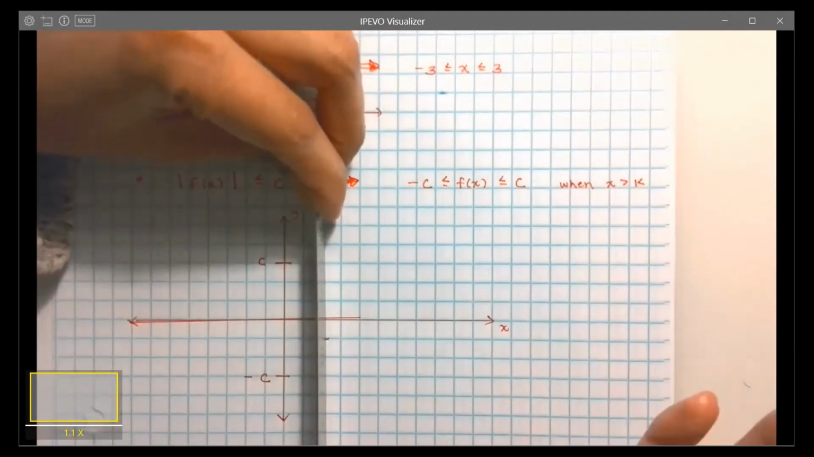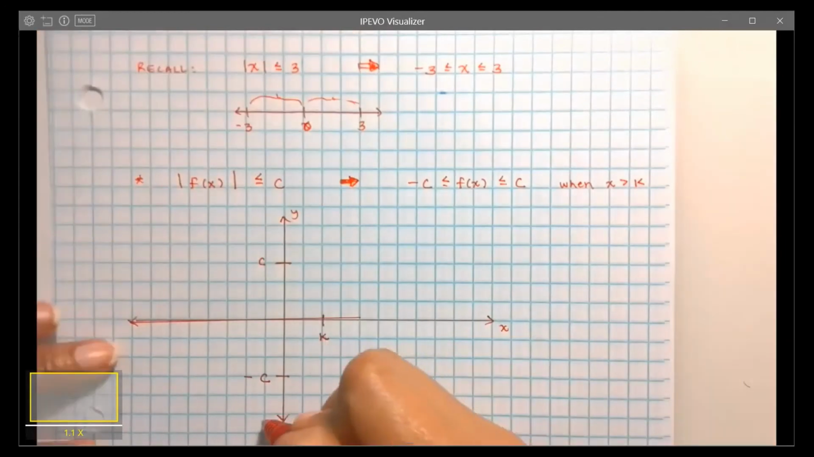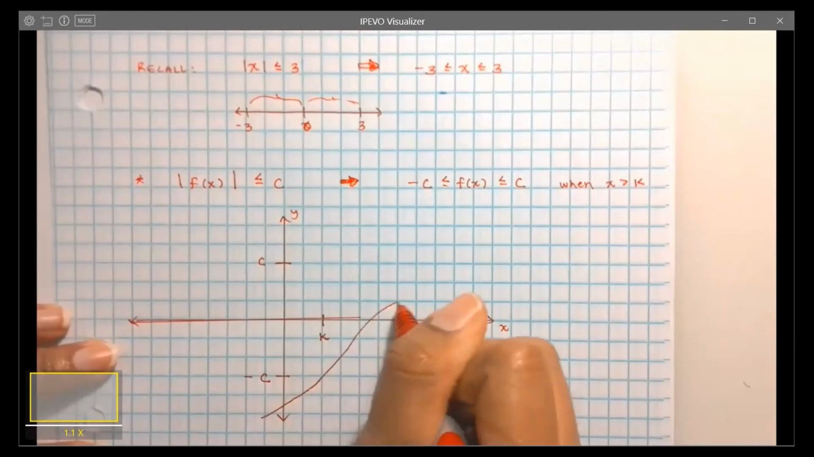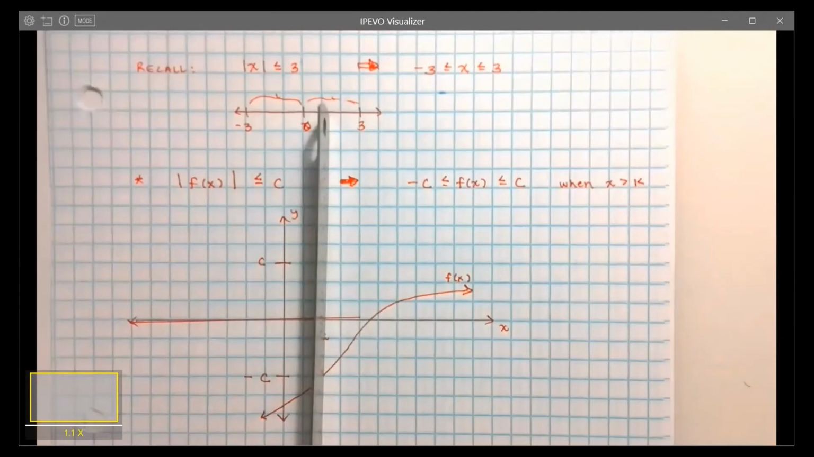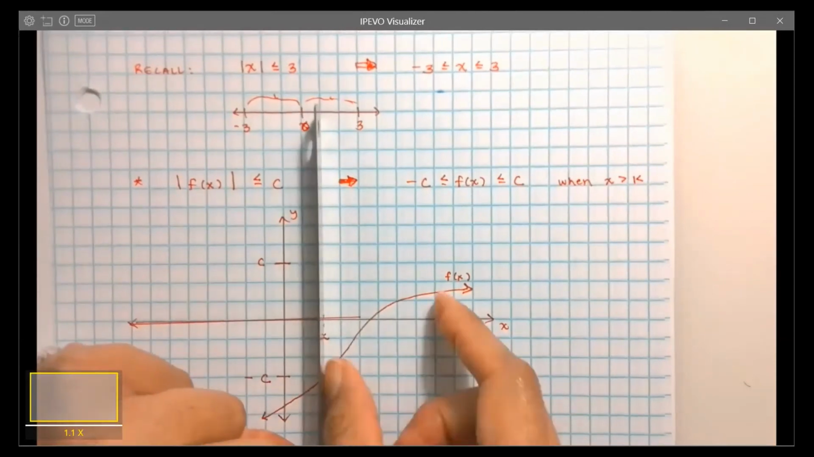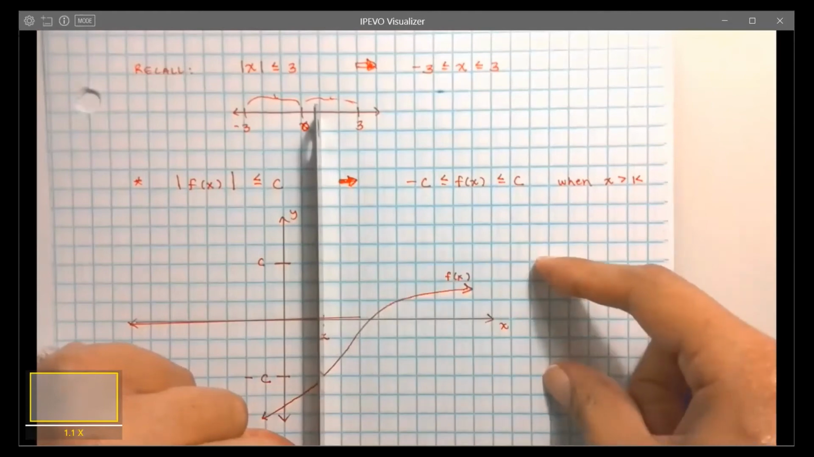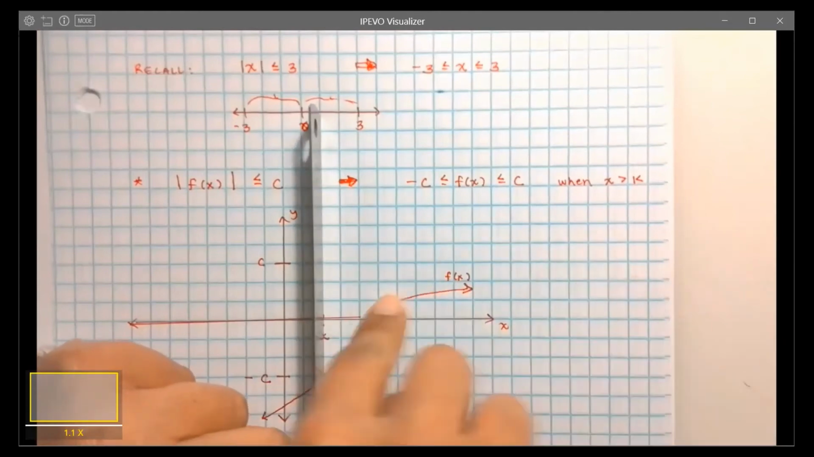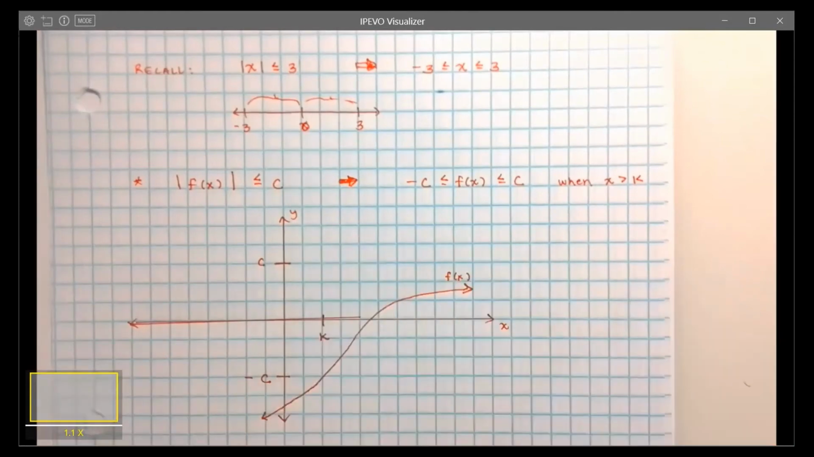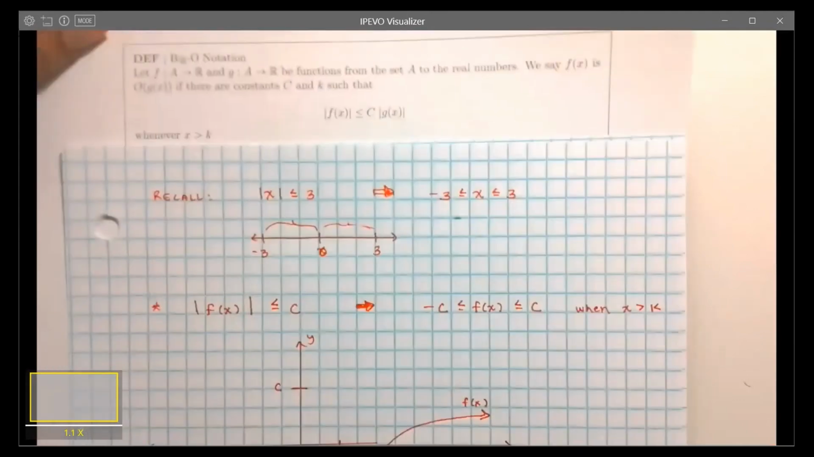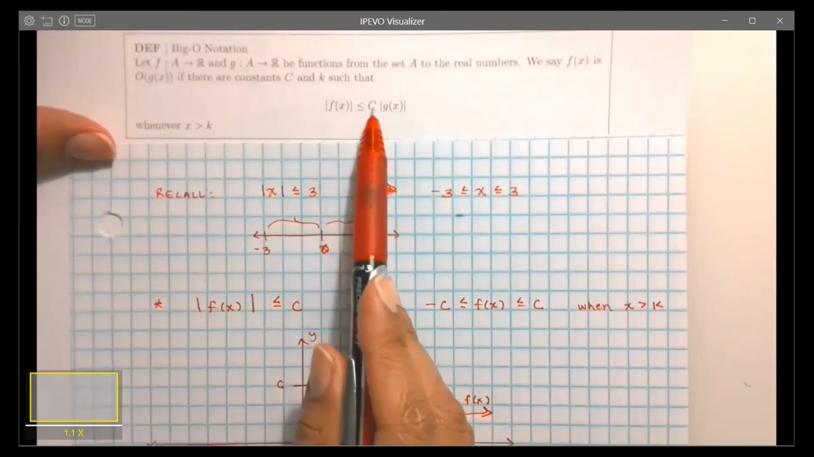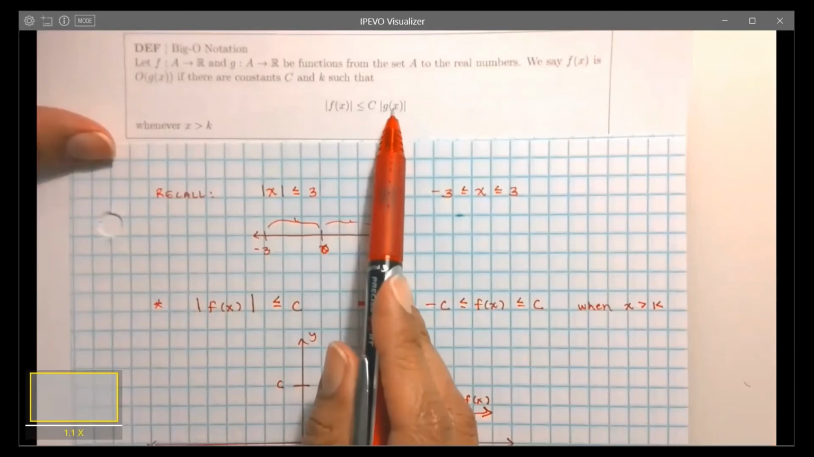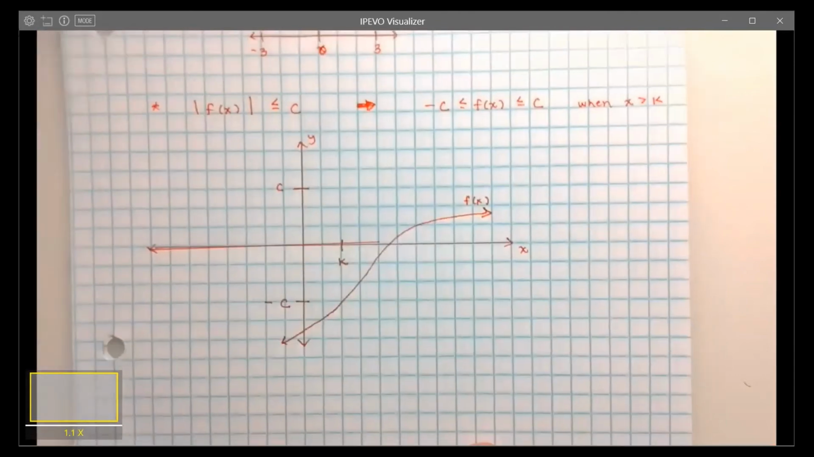Okay, so an example of a function that could satisfy that could be something like this. Maybe we have something like that continues on in that direction. If this is f of x, then after k, after x is equal to k, it remains within that strip. It doesn't change. So there's some kind of asymptote that's forcing this f of x to stay in that area. All right, but that's not exactly what the definition says, is it? The definition says that f of x is bounded by a constant times the absolute value of g of x. So let's see what that could mean.